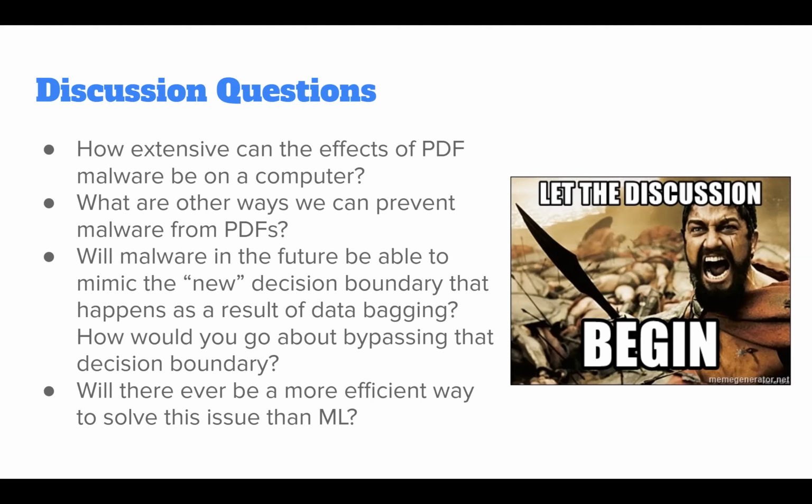And third, we were curious to see if malware in the future will be able to mimic the new decision boundary that happens as a result of feature bagging. And again, we were curious about how it would be possible to actually bypass that new decision boundary in the future. So how would someone create malware that can actually bypass a less defined decision boundary? And finally, we were curious to see if there's a more efficient way to solve this issue than by using machine learning. So that's pretty much it.